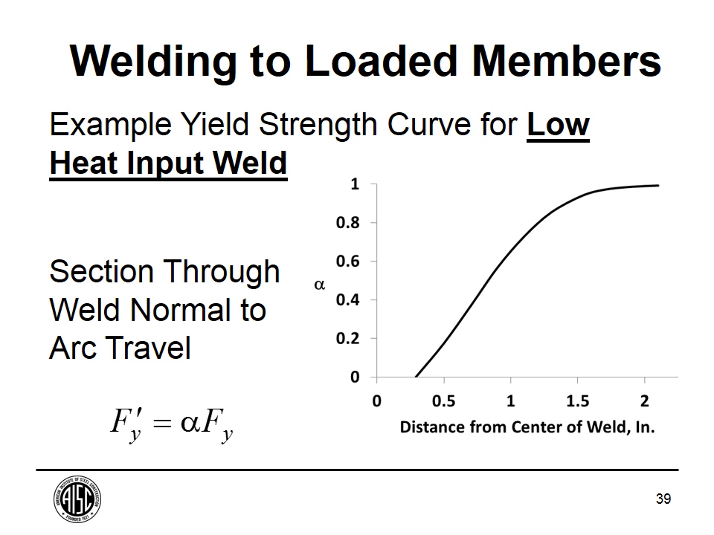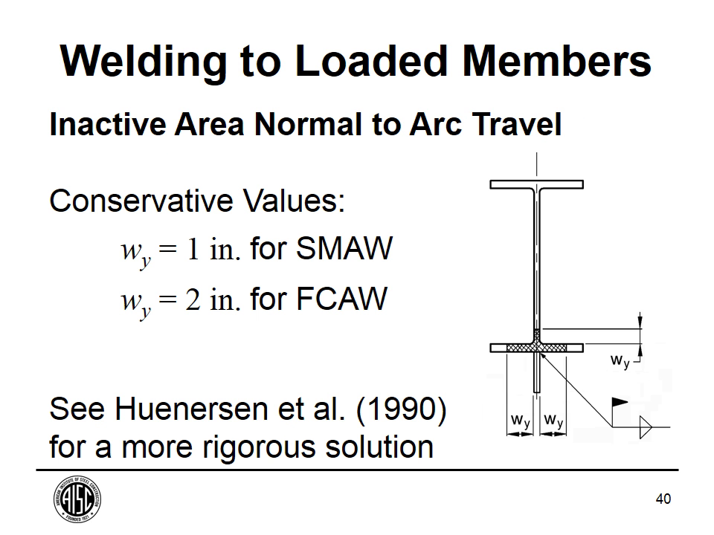So what I'm going to do with this curve is, if you plot the area above the curve, that gives you an effective inactive area that you need to take that chunk out of your cross section. And here's what the numbers came out to be. For stick welding, these values are conservative. For stick welding, it'll be 1 inch in all directions, your W sub y.